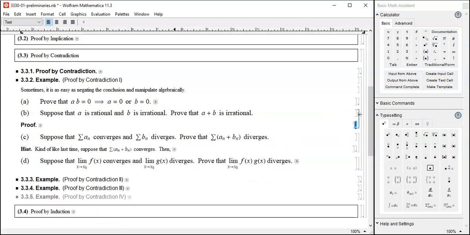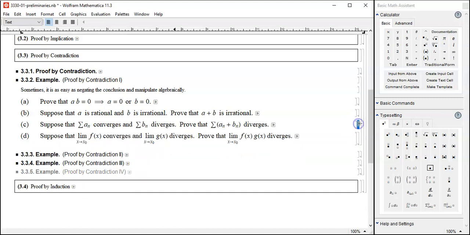Okay, next example. Another example from analysis. This limit exists, converges, and that limit does not exist, diverges. Then the limit of the product does not exist either, diverges. How do we prove it? Again, we do the same thing. Suppose that this is false, and suppose that this converges. And then we can use the limit rule.